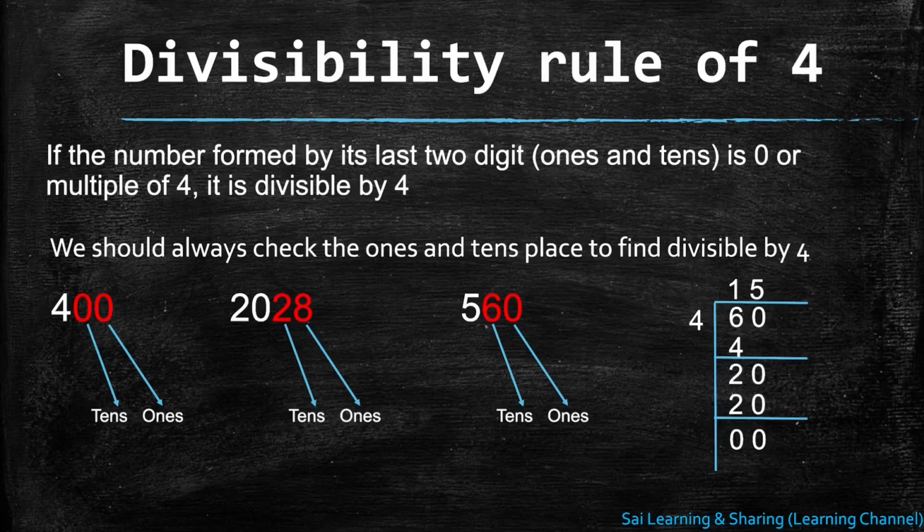So we should just stop till there. So we should divide this. As you see here, 60 divided by 4, we get 15 and the remainder is 0. If the remainder is 0, that means it is divisible by 4. So 560 is divisible by 4.